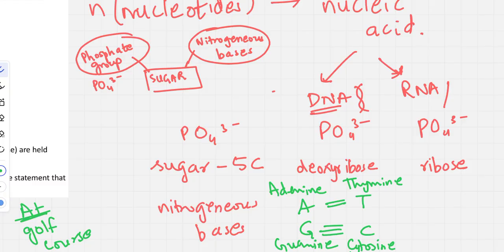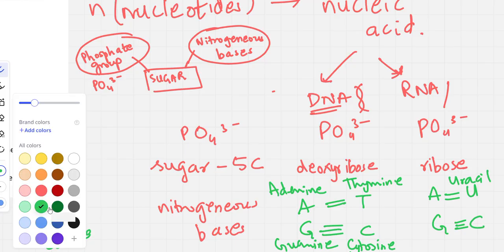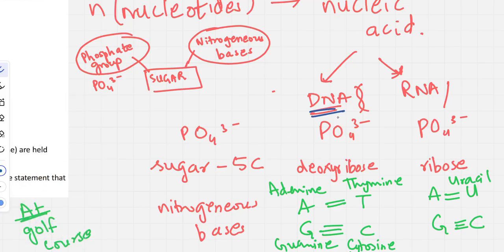Now, when we talk about RNA, adenine will pair up with uracil instead of thymine, and guanine would be the same. That means the base that is unique to DNA is thymine, and the base that is unique to RNA is uracil.